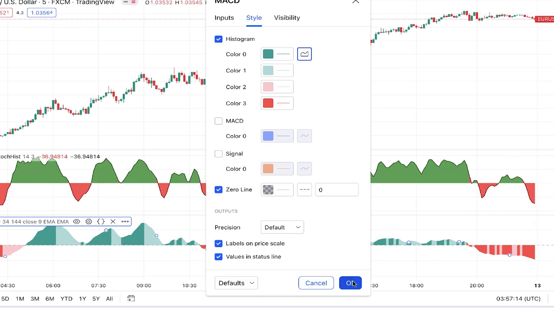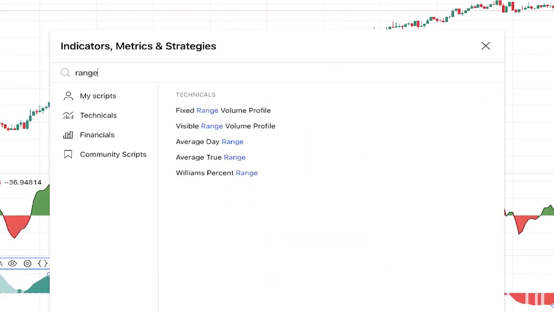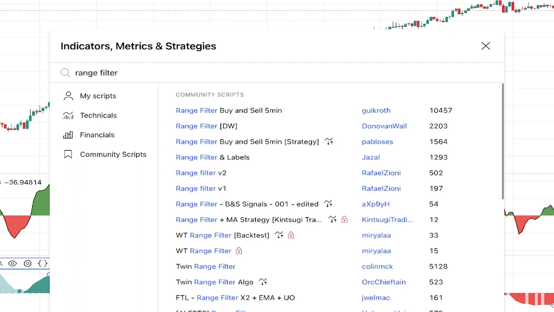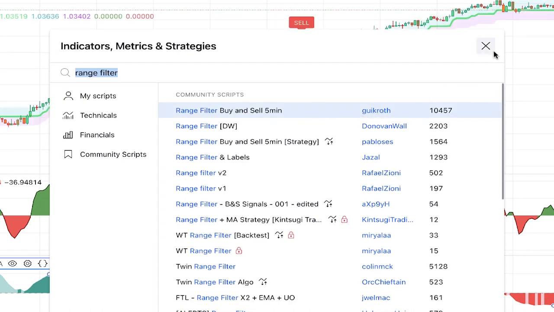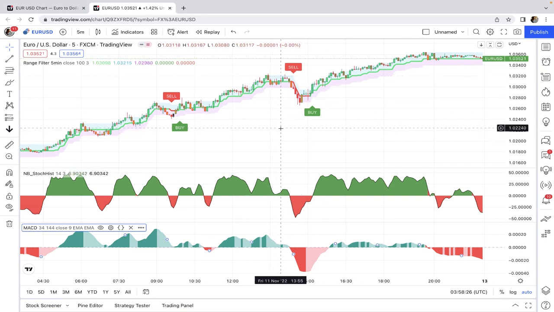We click on OK, and the third indicator that we want to add is range filter. This one, range filter buy and sell 5 min, which is written by someone named Guikroth. And we use this indicator with its default settings. Everything is already set on the chart, and let's see how we trade based on this 5-minute scalping strategy.